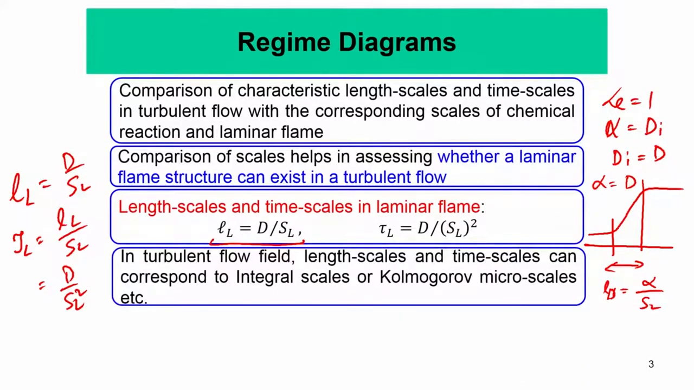Now in a turbulent flow field, the length scales and time scales, there can be other length scales also, but you have essentially two bordering length and time scales. One is at the beginning of the inertial range, where you get the integral length scale, and right at the end of the inertial range, in the dissipative range, you have the Kolmogorov scale. So both the time scales and the length scales can correspond to integral and Kolmogorov scales. So for flames you have the length scale LL, for turbulence you have L0 or eta, and similarly the time scales, for flames you have tau L, whereas for turbulence you have tau 0 and tau eta. So these are the different length scales and time scales that you have.